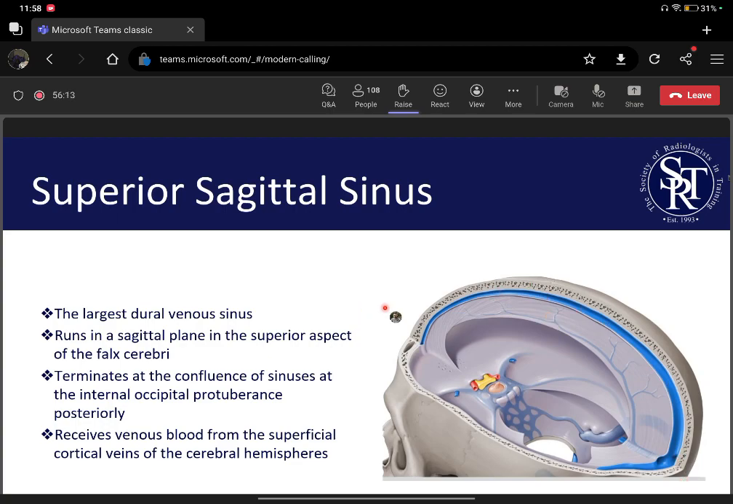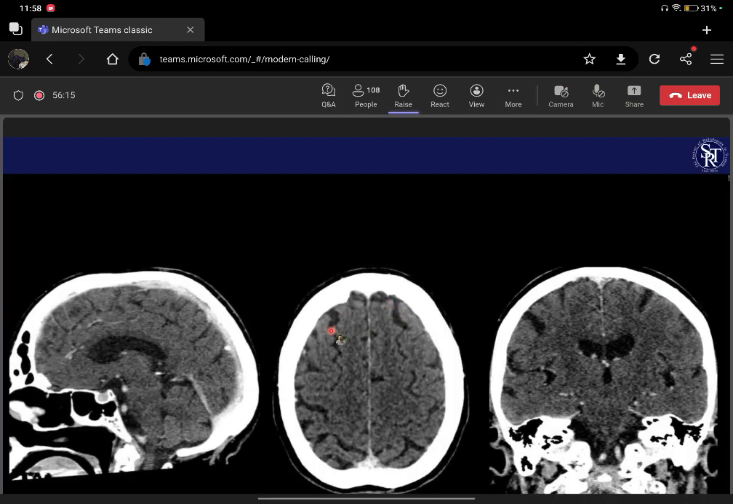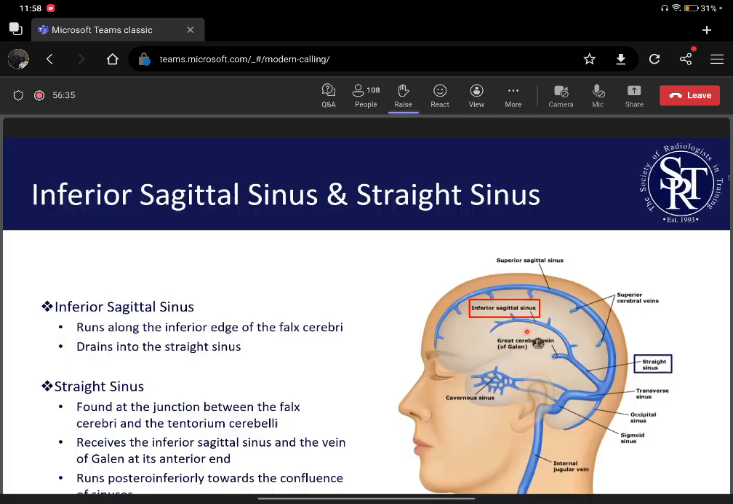Let's take a look at imaging and what that looks like. So we have here the three planes. We have the arrows pointing to the superior sagittal sinus on how it would look like on a sagittal plane, on an axial plane, and on a coronal plane. And you can see how it looks a bit triangular on these two images. So that's superior sagittal sinus.